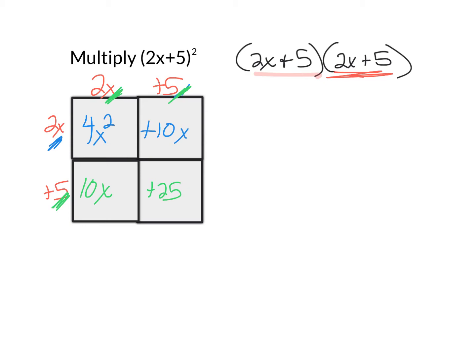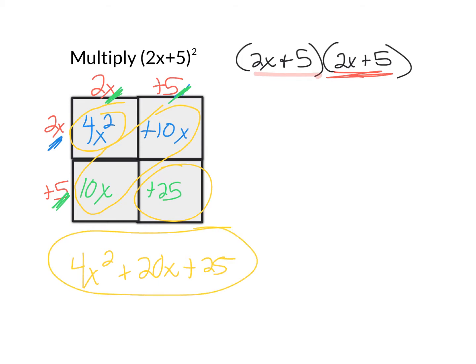Okay, so now that we have it here, let's combine our like terms. So x squared, are there any other x squareds in the box? No, so 4x squared. My x is 10x plus 10x, well that's 20x. Then tack on the plus 25. And there it is, all said and done.